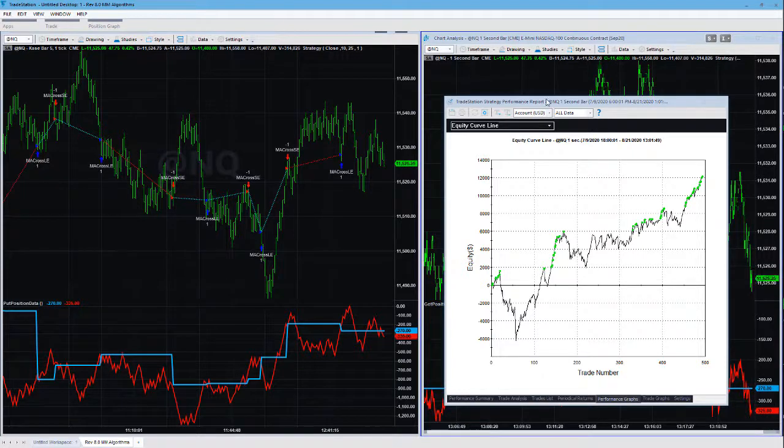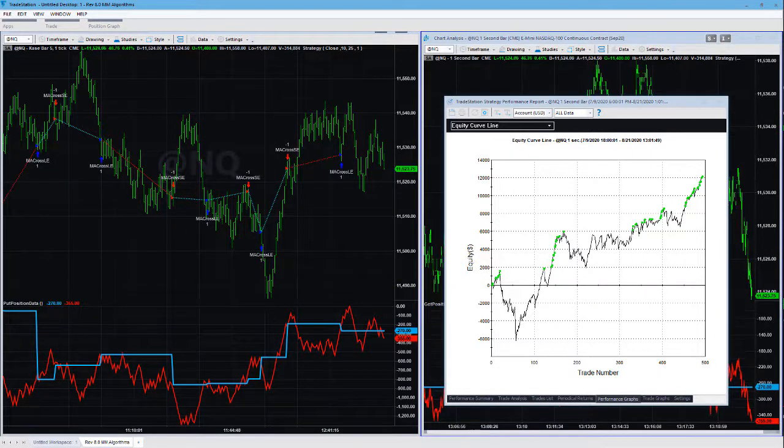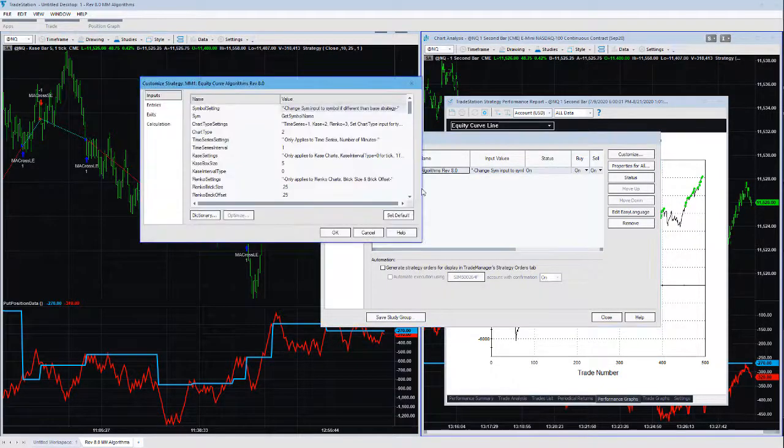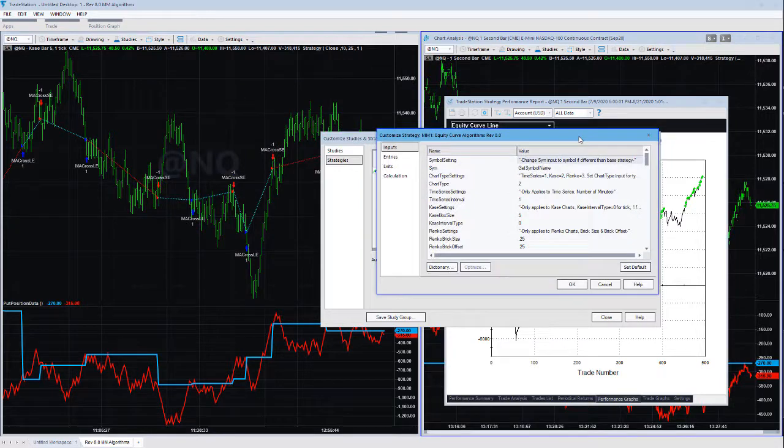I want to show you the inputs and the new inputs for revision 8 of the money management algorithms. So here is revision 8 of the money management algorithms. I'm going to show you the new inputs and tell you exactly how those work. Symbol settings. We want to change the symbol input if it is different than the base strategy. Both of these are at NQ, so you don't have to change the symbol input. It just gets the symbol name from the chart, and if it matches that on the left, then you can leave get symbol name in there.